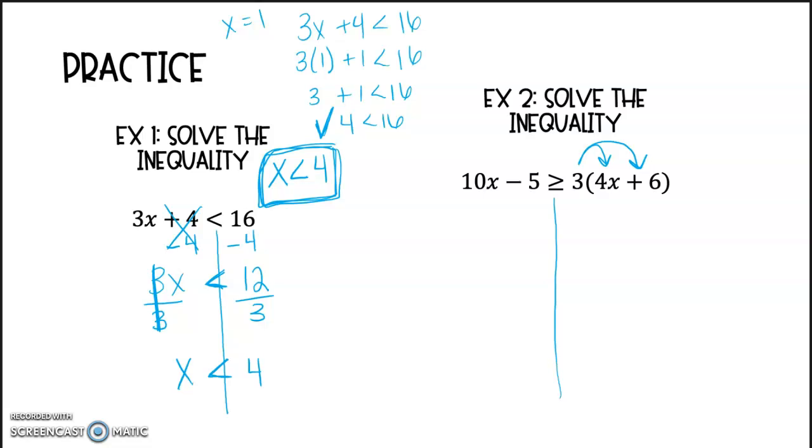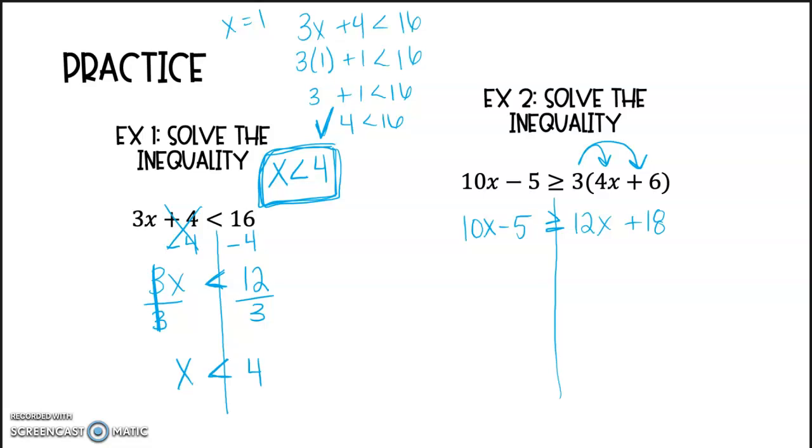So that leaves me with 3 times 4x. That's going to give us 12x. 3 times 6 is positive 18. And then on the other side, nothing changed, so I'm just going to rewrite it. All right, so it doesn't look like there's anything else I need to simplify. No more like terms, no more distributing. So now I can start with my steps.